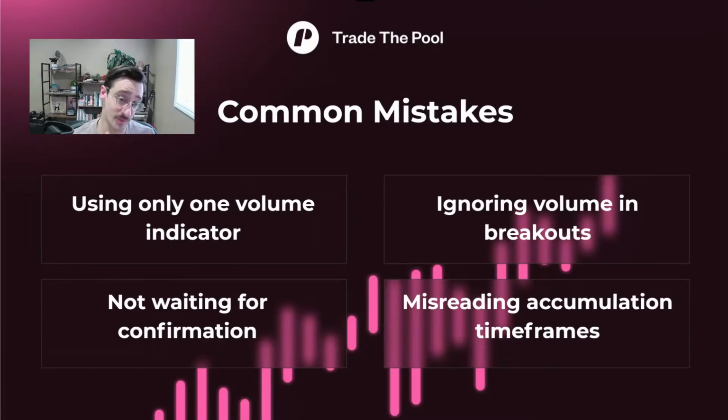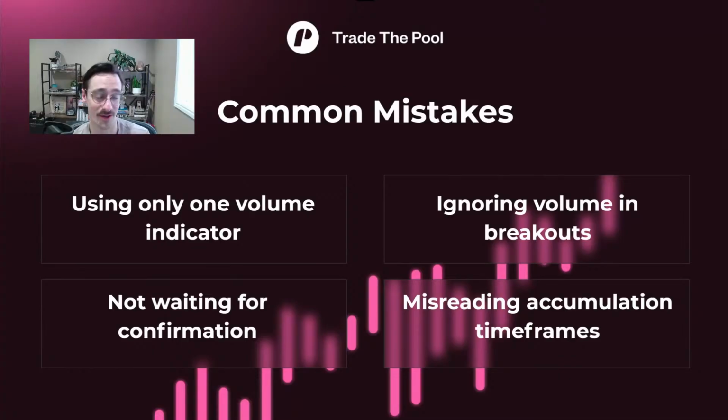So ignoring volume and breakouts is always a bad idea. Just don't do it. If there's big volume, don't fade it. Unless of course there's big volume and no big price move, and you're getting a secondary indicator that's confirming. You know the deal. But in general, pay attention to volume and trade with the trend. If price is moving with volume, trade that direction.